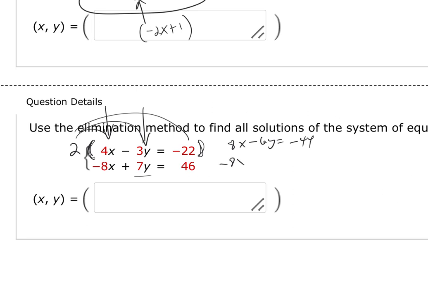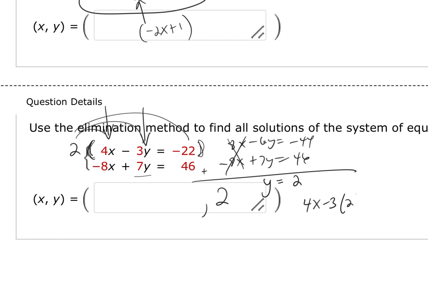My original second row is going to come here. And when I combine these by doing vertical addition, I can cancel out the x's. I have y equals 2 when I combine. So I have y. I need x. I'm just going to go back to one of my original equations. Doesn't matter which one. Plug in 2 for y so that I can solve for x.